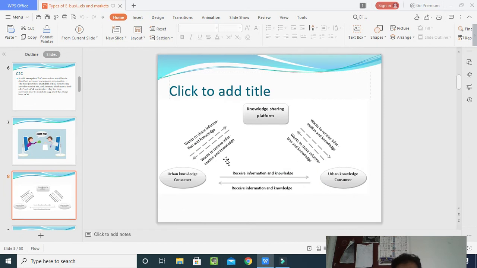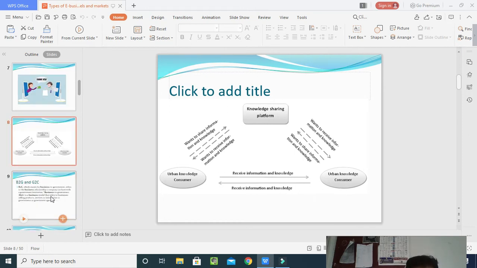One more picture is there where you can understand a knowledge sharing platform, where there is a knowledge consumer and another knowledge consumer. He is the first customer, he is the second customer, and he is the purchaser, he is the giver. So one wants to share information and knowledge from his side, and wants to receive knowledge from the other side. So receiving the information and sharing the information is known as customer to customer business.